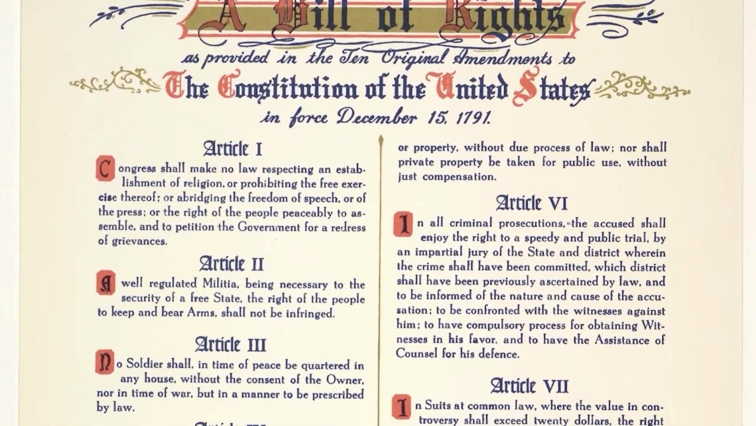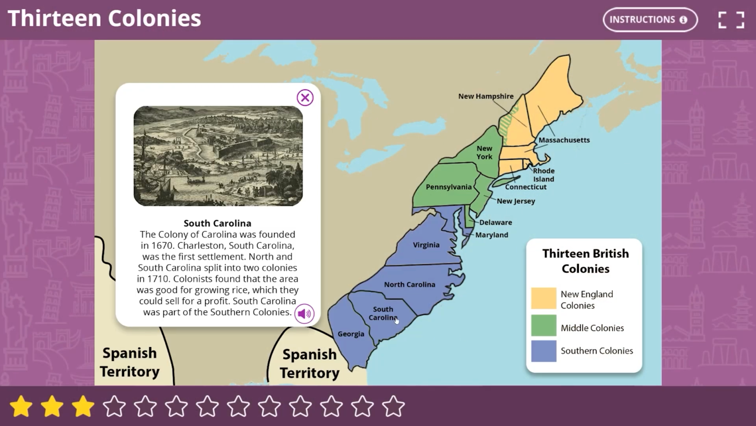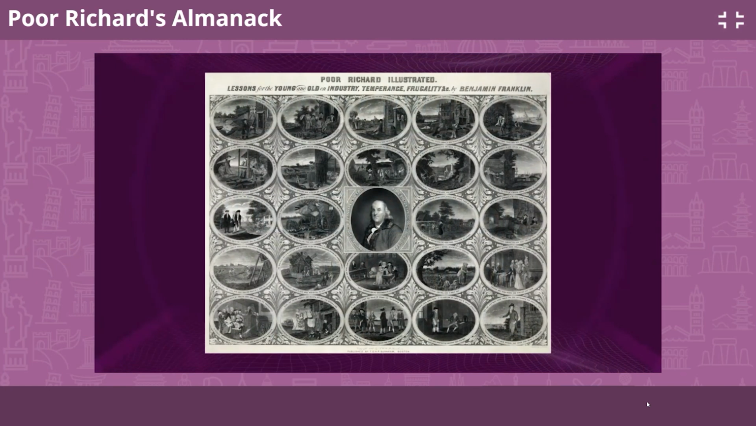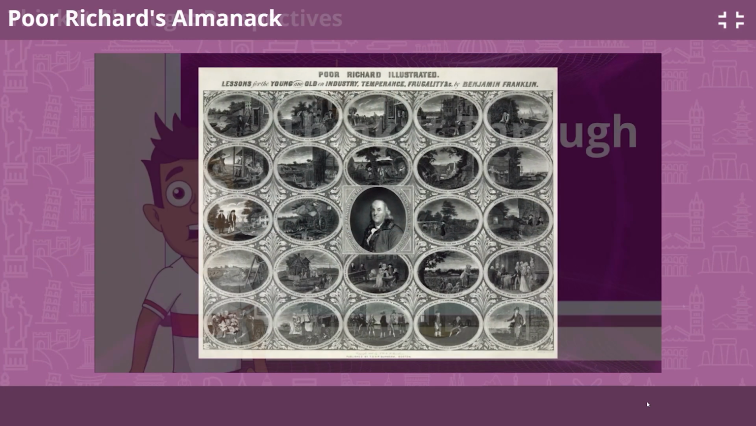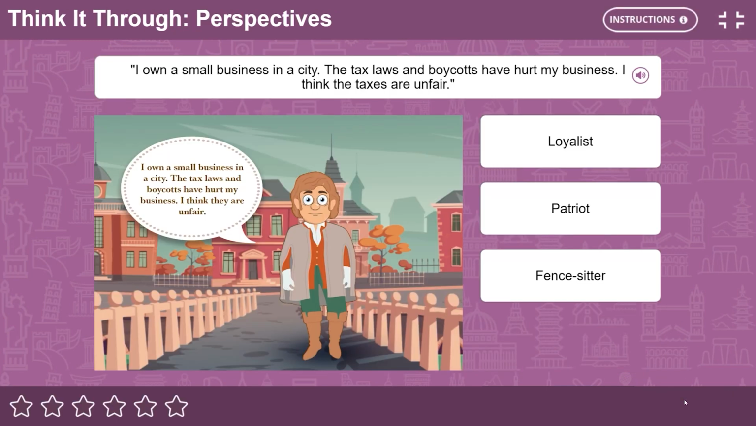To ensure a meaningful learning experience, students analyze timelines, maps, and other primary source documents. Each almanac gave people advice in the form of proverbs. They also engage with interactive activities as an opportunity to apply their learning. Read the perspective of the colonist. Then select which group you think that person belonged to.